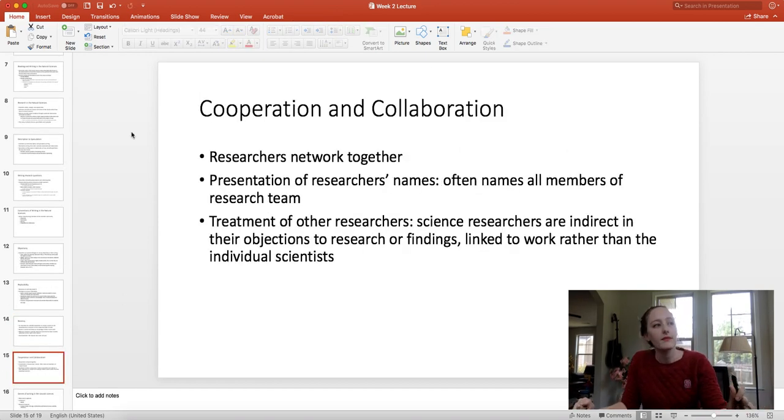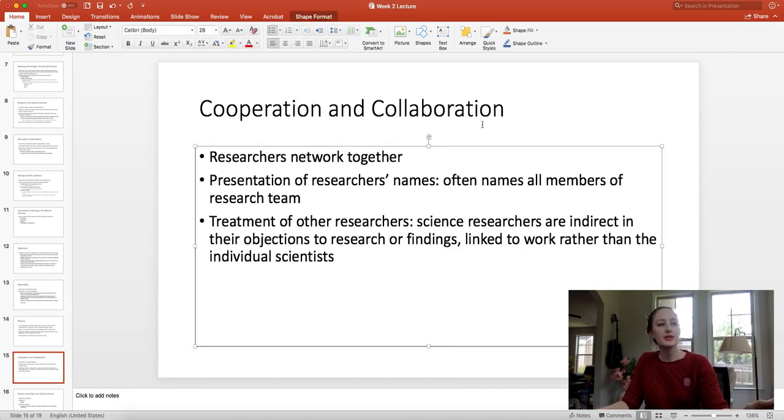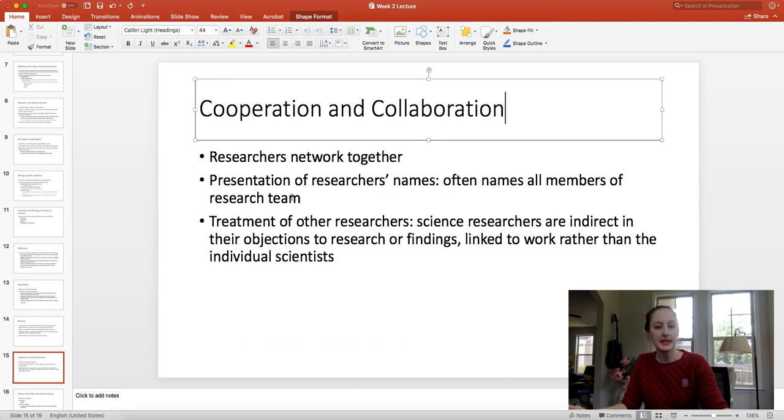And then, of course, they value cooperation and collaboration. How will you see that in their writing? Well, researchers network together, so you're going to typically see a lot of names of the authors, and that's because they include the researchers' names, often all the members of the research team. Now, the people who are listed first, those are the principal researchers, but typically you'll see a lot of other researchers listed as well.